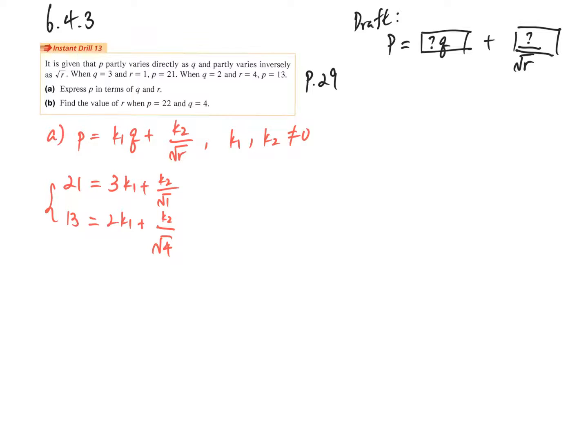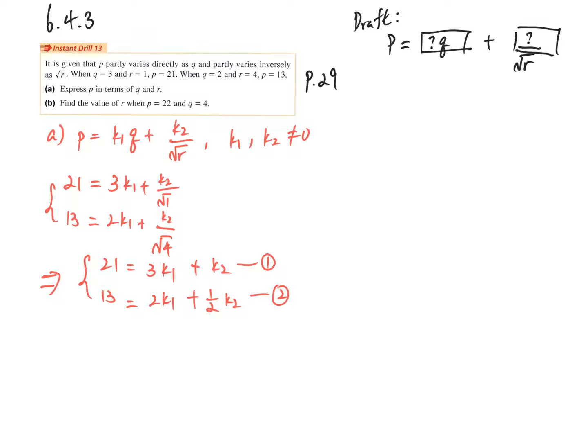Now these two formulas are not yet simplified, so we will use one step to simplify them before we get into solving the simultaneous equations. That implies 21 equals 3K1 plus K2 over root 1, which is still K2, and 13 equals 2K1 plus K2 over root 4, which is 1 over 2 K2. So these will be our equation 1 and equation 2, and by solving them, we can get the values of K1 and K2 respectively.